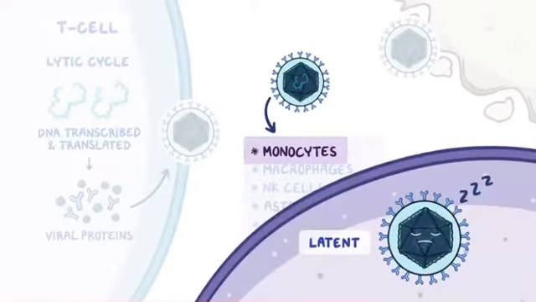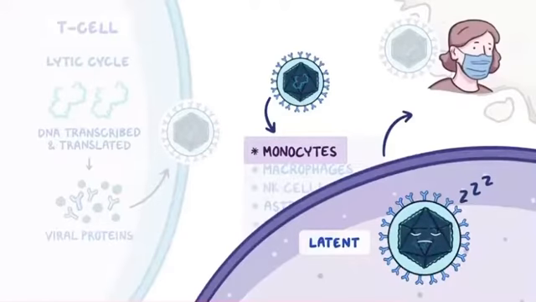Finally, HHV6 can go into a latent state in monocytes, where the virus just hangs out inside the cell instead of killing it. This may sound harmless, but in people with immunosuppression, especially after a bone marrow or organ transplant, the virus can reactivate and cause serious infections, such as encephalitis.